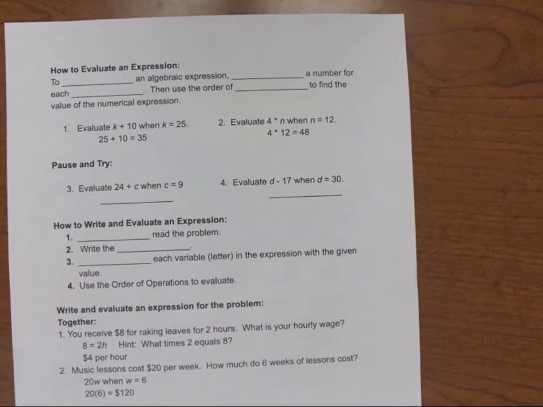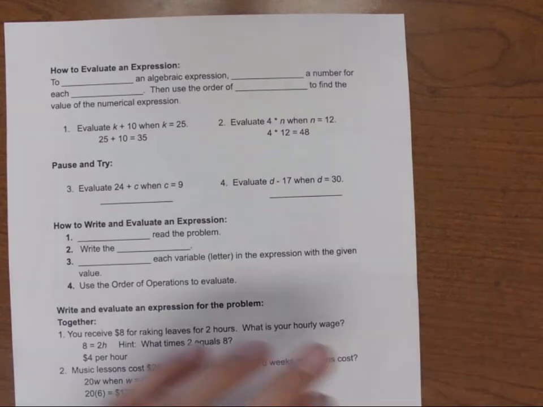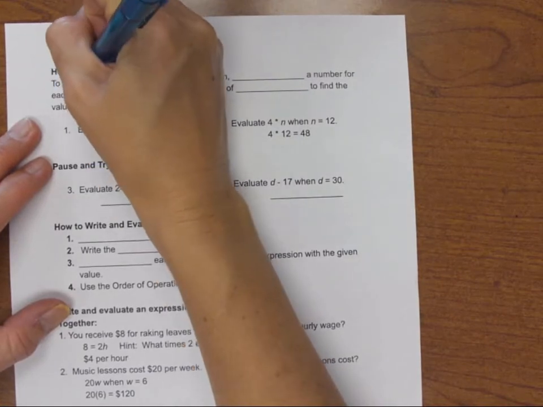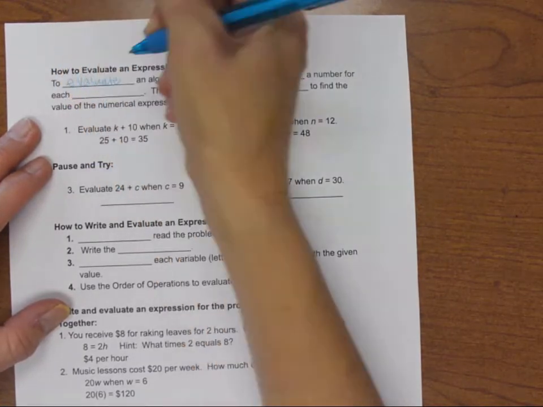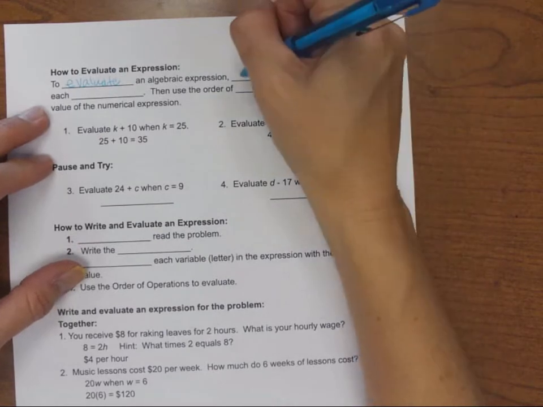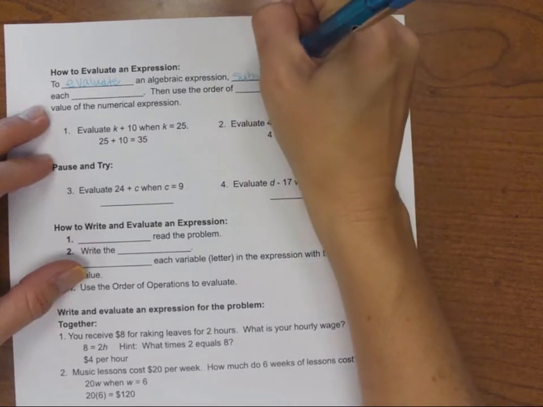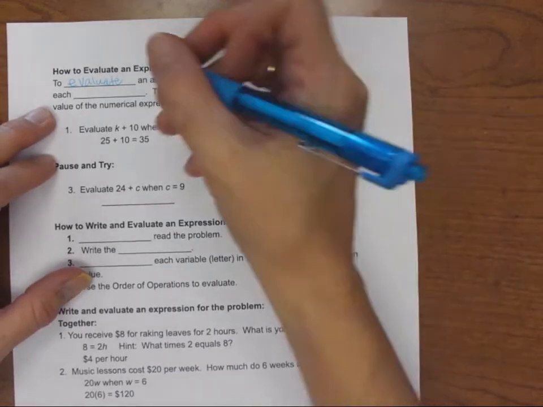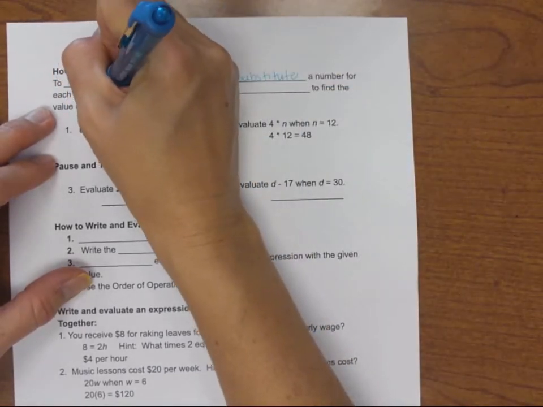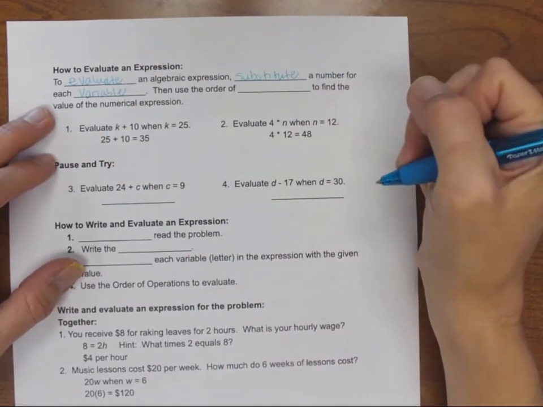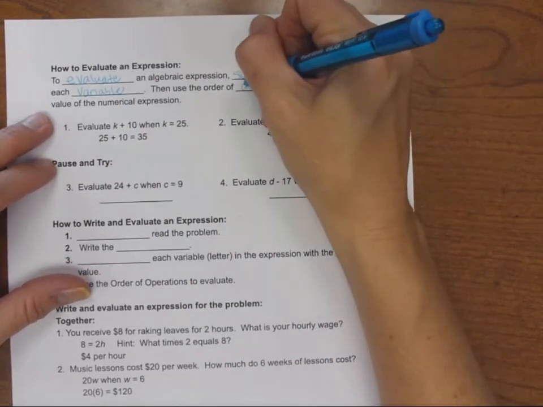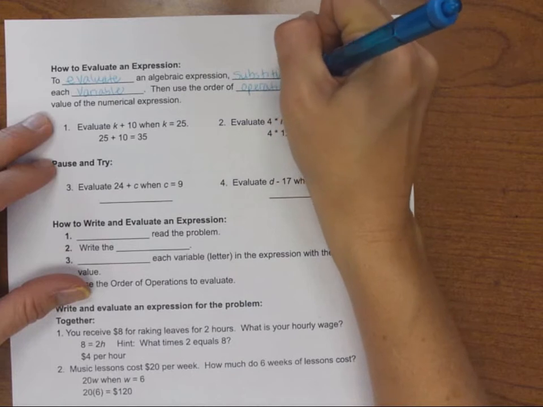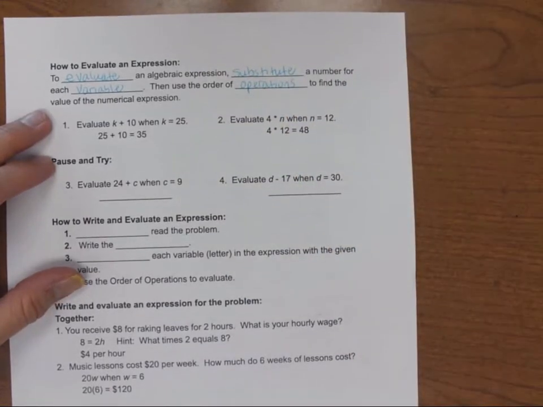Okay, welcome back. For the second part of this, how to evaluate an expression. Evaluate means to find the answer. So to evaluate an algebraic expression, substitute a number for each variable, a number for each letter. Remember, the variable is the letter. Then use the order of operations to find the value of the numerical expression.